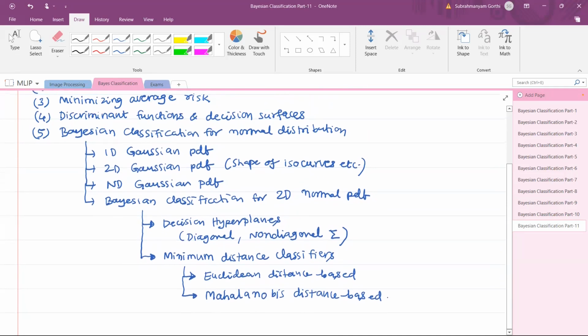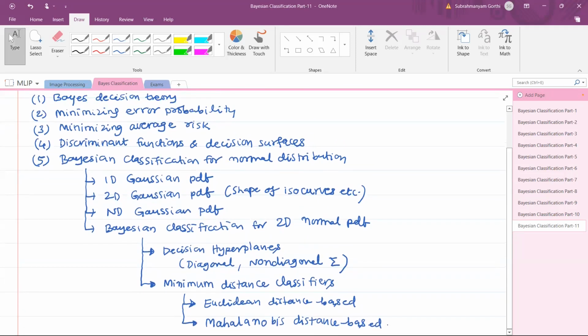I hope I mentioned almost all the important topics that we have discussed so far as far as the Bayesian classification framework is concerned. Any questions or comments on that? Did I miss something important that we covered but I did not mention here? Hopefully all the important things are covered.